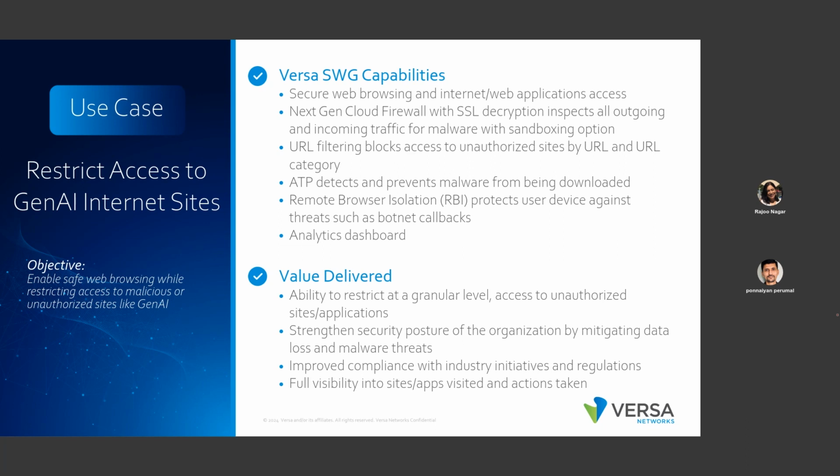So the Versa SWG includes a next-gen cloud firewall with SSL decryption, and it inspects all outgoing and incoming traffic from the internet for malware. It has URL filtering, which will block access to unauthorized sites by both URL and also URL category, such as, for instance, we know that BrightCloud now has a new category called, I think, GenAI category. And advanced threat protection capability is there, which will detect and prevent all malware from being downloaded with sandboxing.